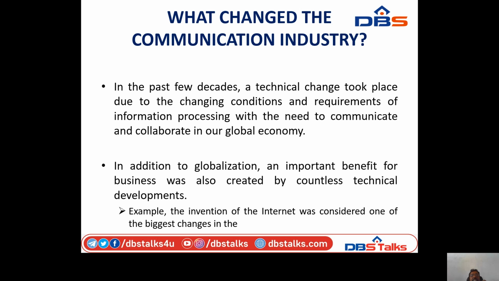What changed the communication industry? In the past few decades, a technical change took place due to the changing conditions and requirements of information processing with the need to communicate and collaborate in our global economy. In addition to globalization, an important benefit for business was also created by countless technical developments. For example, the invention of the internet was considered one of the biggest changes.